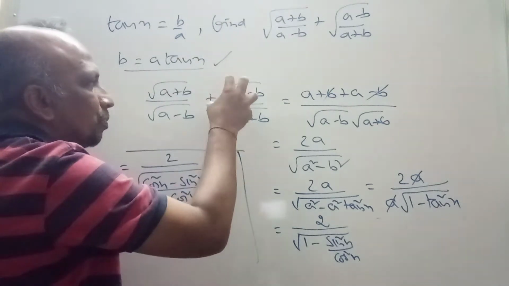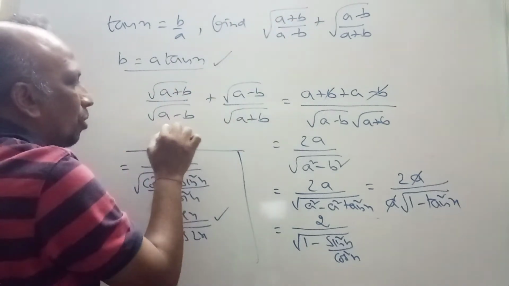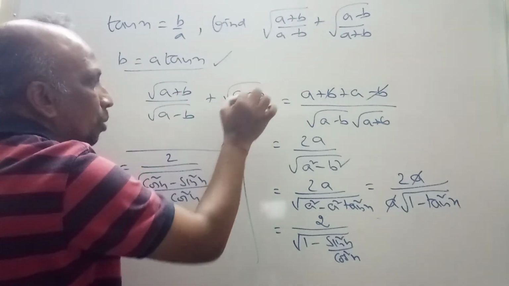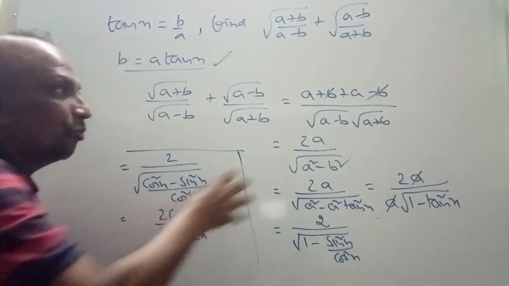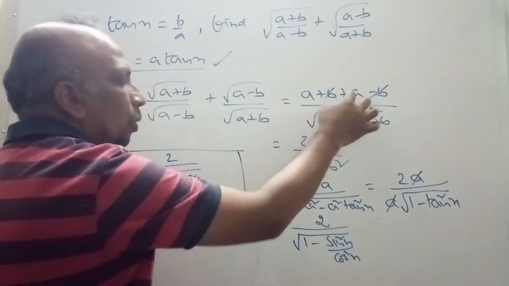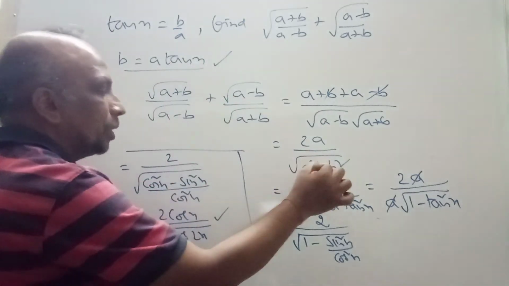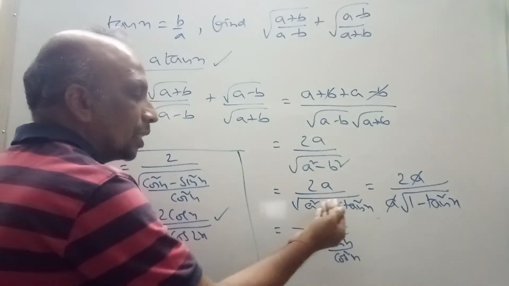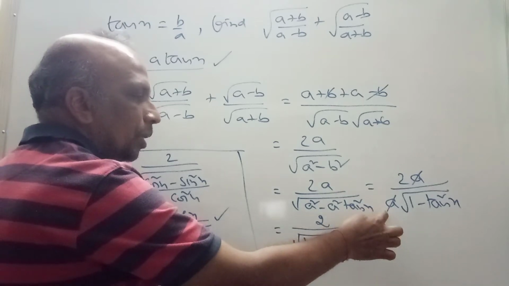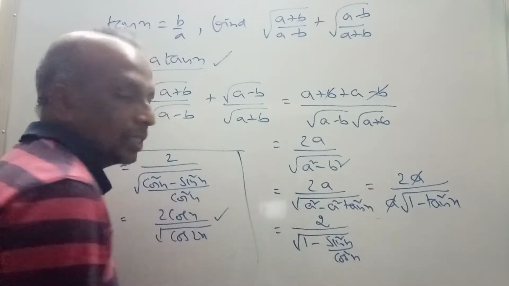You take this one, you split this, root of a plus root of a minus b, root of a minus b, root of a plus b. You simplify, take this as LCM. You will get 2a by root of a square minus b square. Replace b with a tan x. Then you take a square out, a you will get common here. So root of 1 minus tan square x.